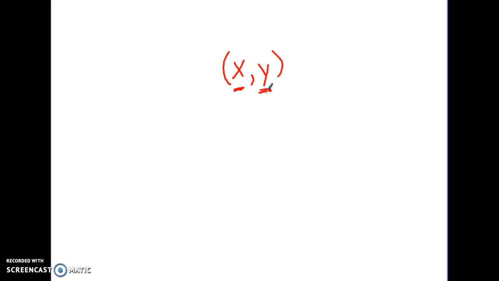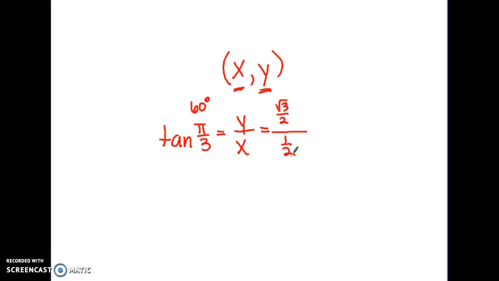bit of computation on. So for instance, if you're doing tangent of pi over 3, or that's also 60 degrees, you're thinking about what is the y value over the x value. So the y value is square root 3 over 2. The x value is a half. And initially that looks kind of challenging, but these twos cancel. So you've got square root 3 over 1, and anything over 1 is just itself.